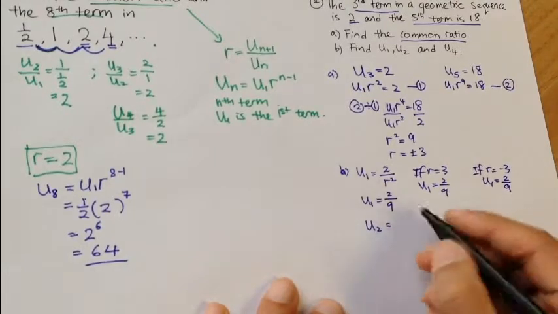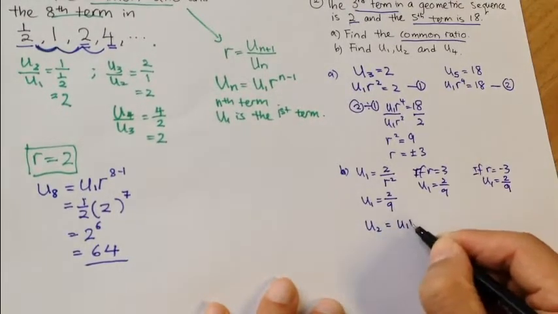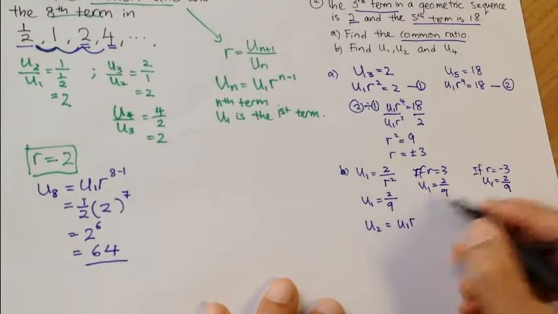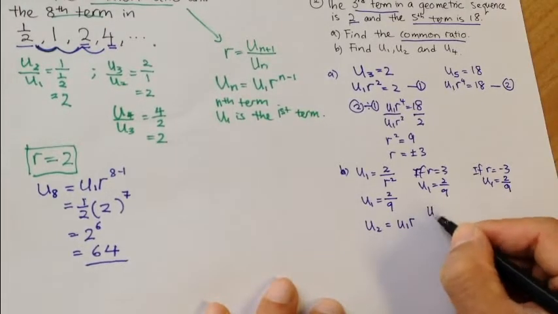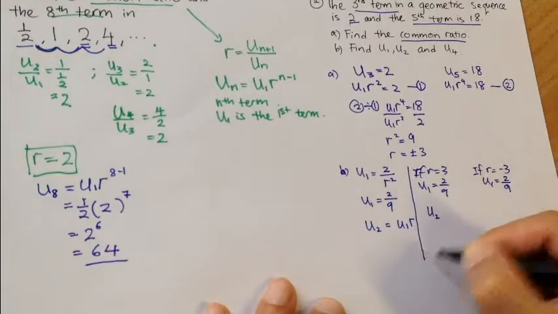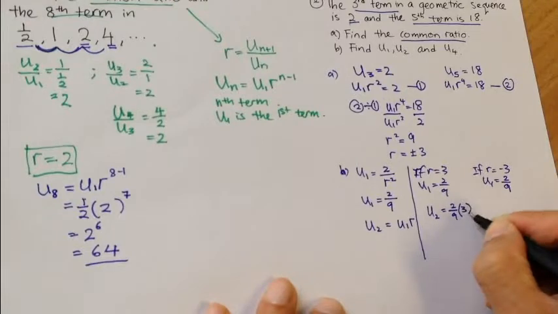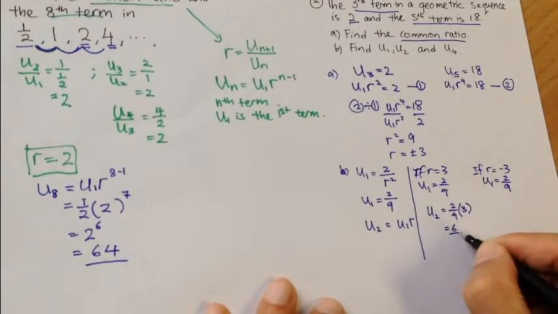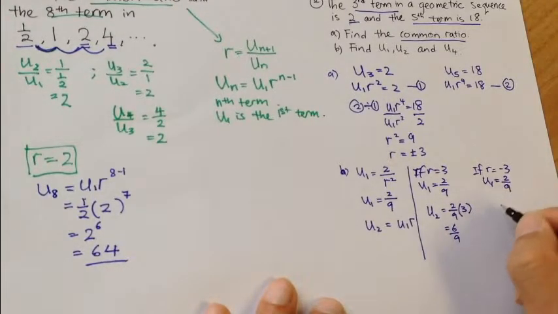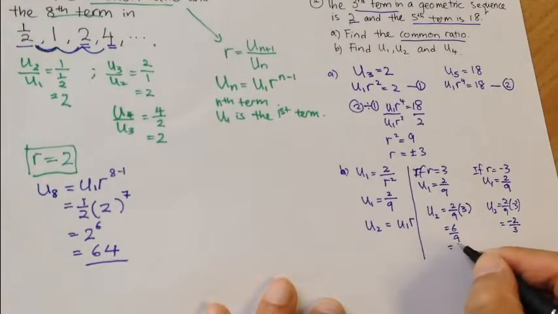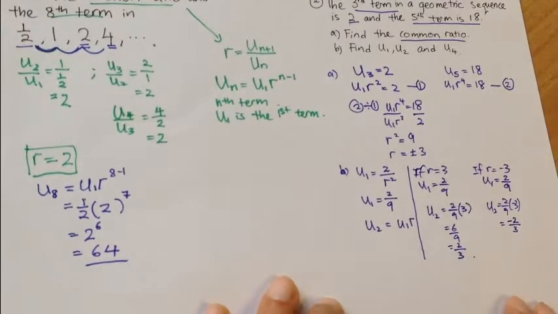Next, how about u2? u2 is equal to u1 times r. So in this particular case, u2 is going to be 2 over 9 times 3. So we get 6 over 9. On the other side, if I go to negative 3, u2 is going to be 2 over 9 times negative 3. So that's going to be negative 6 over 9, or negative 2 over 3. The other can also be simplified as 2 over 3.